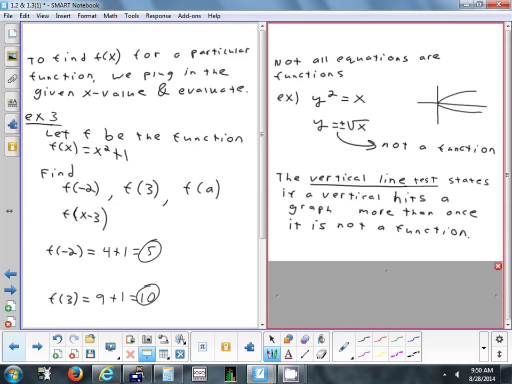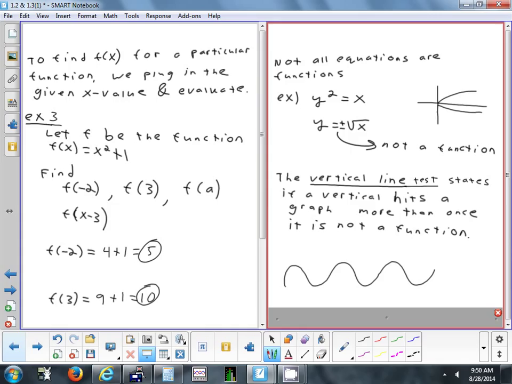As an example, how about a circle? Would a circle be a function? No, a vertical line would hit that more than once. How about this? That's a sine wave or cosine wave. Would that be a function? Does a vertical line hit it more than once? No, it's a function. If you draw vertical lines, they don't hit it more than once. Horizontal line is different, but we're not talking about a horizontal line test. It's a vertical line test.